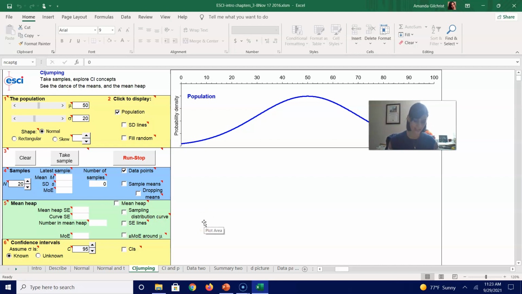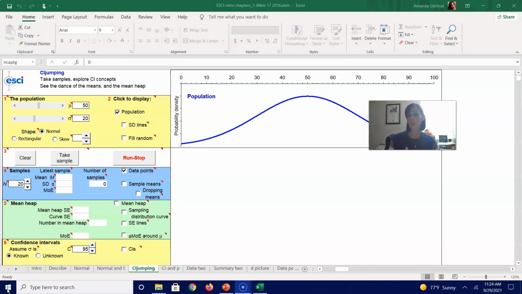We're going to keep our population as a mu of 50 and a sigma of 20. Okay, now I'm putting in headphones to block out the noise because I need to be able to focus, and I can't focus when there's a lot of noise going on in the hallway.